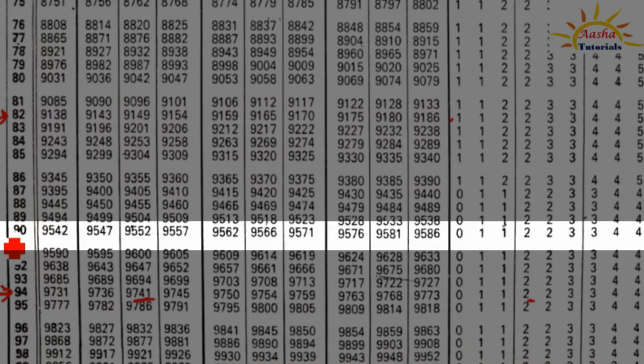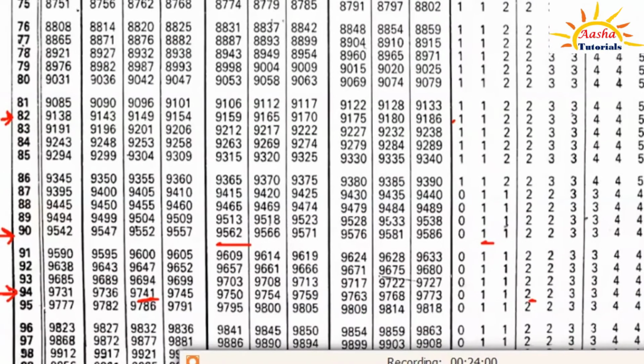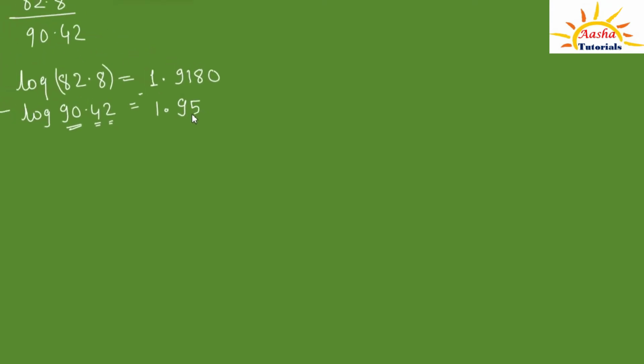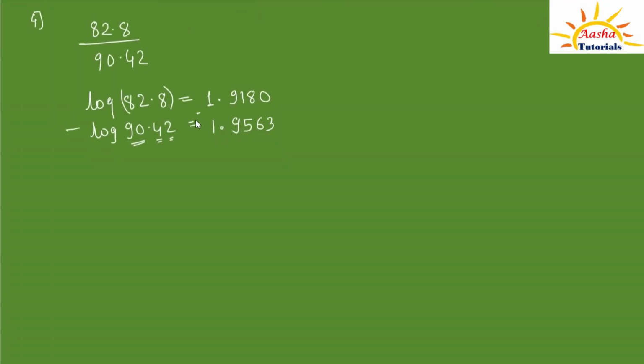You see there is a 90, and its log in the 4th column is 9562, and the mean difference in the 2nd column is 1. It means we get that log is 9563. And we have to subtract these two logs. So let me do the subtraction here.